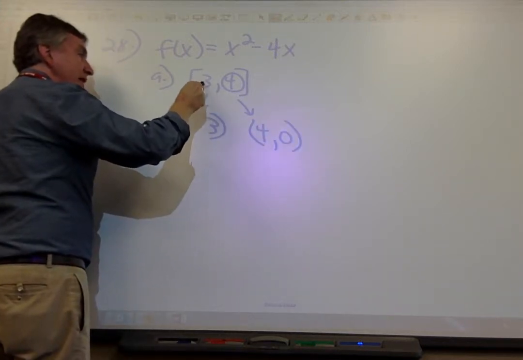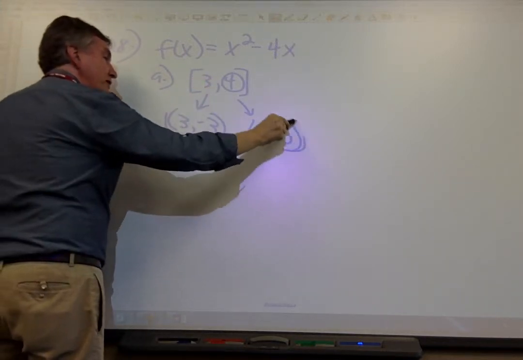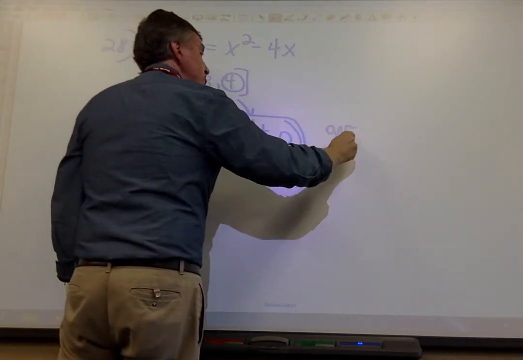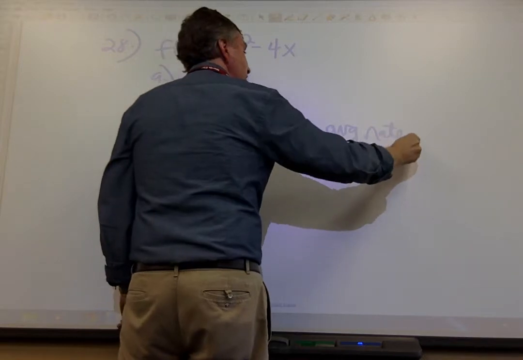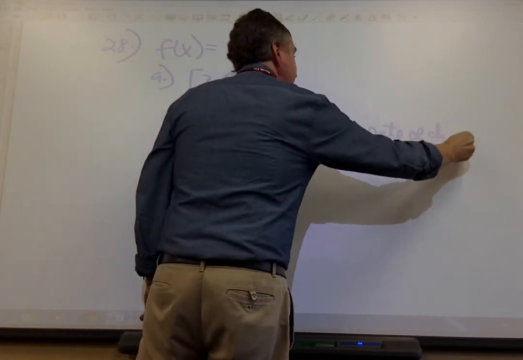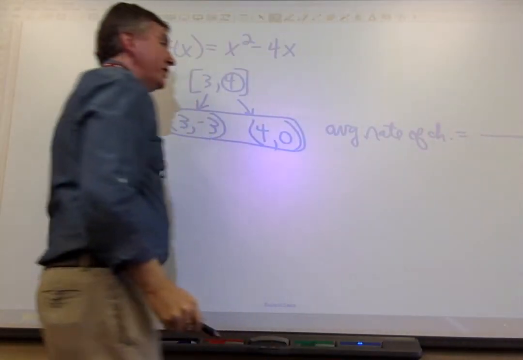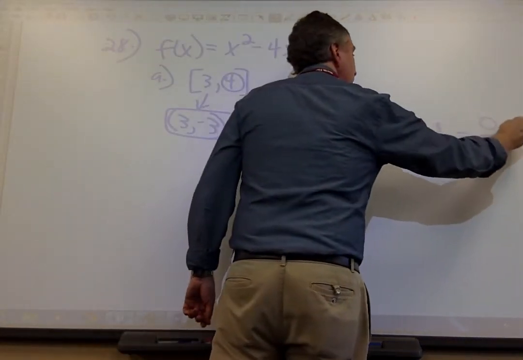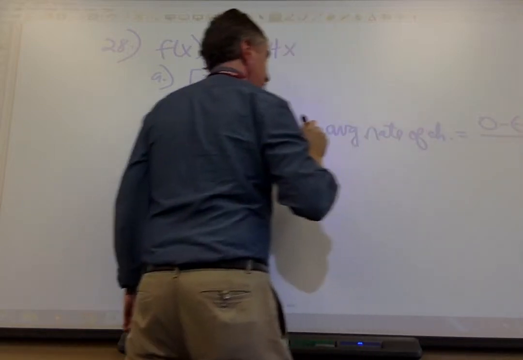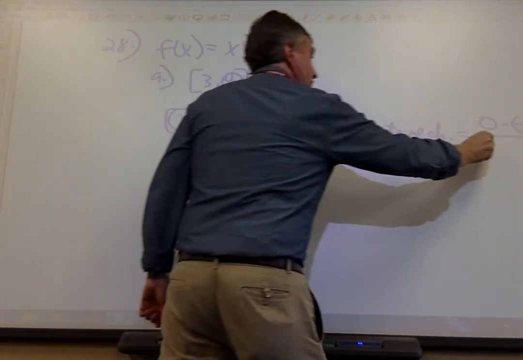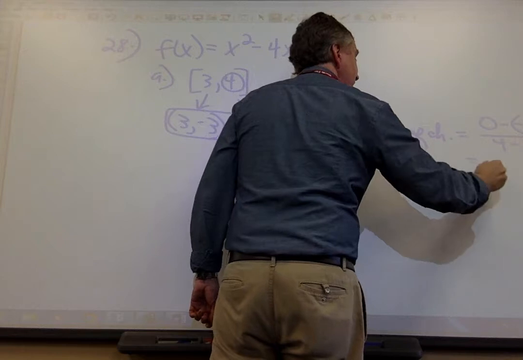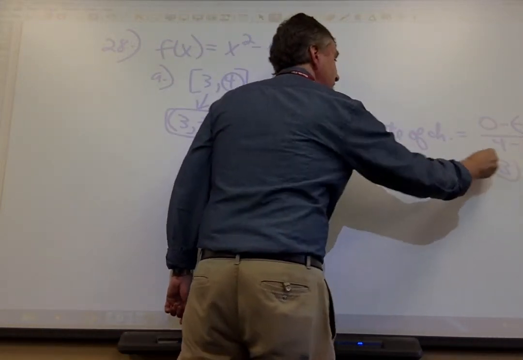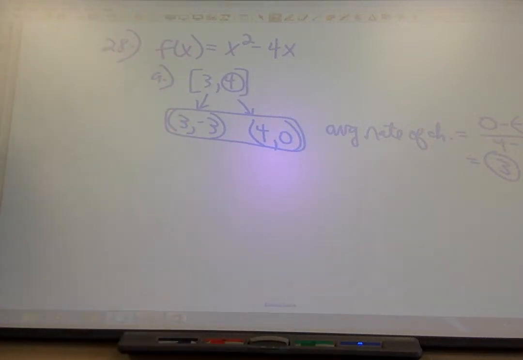Do you agree that from x is 3 to x is 4, these are the two ordered pairs that are generated? What would be the average rate of change, which is the slope? What would I plug in? 0 minus negative 3, good, over 4 minus 3. What is that average rate of change? 3 over 1 is 3. That would be it.